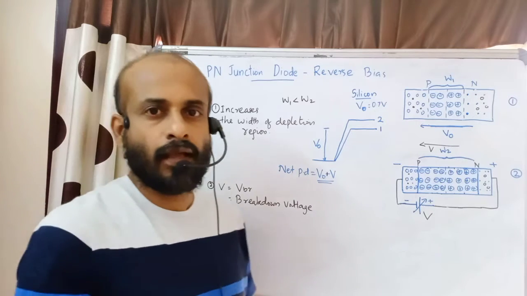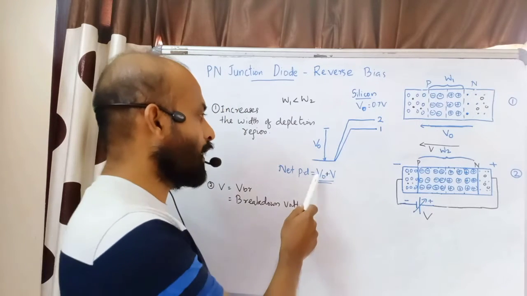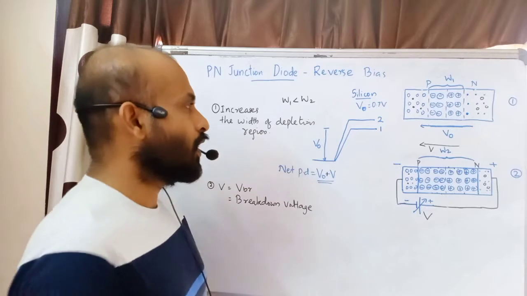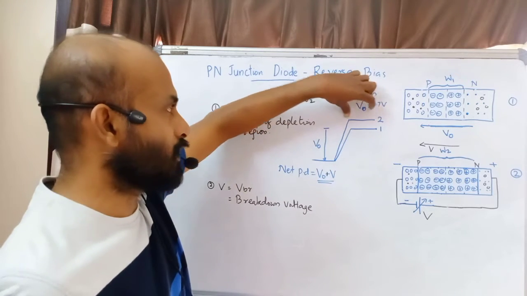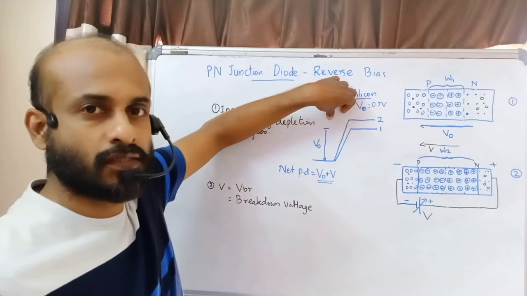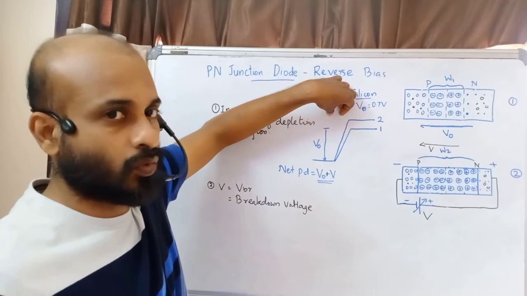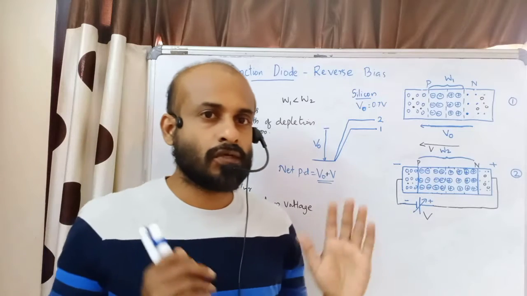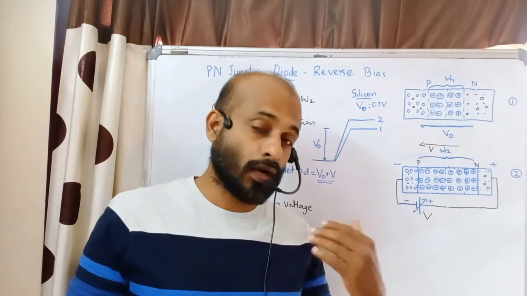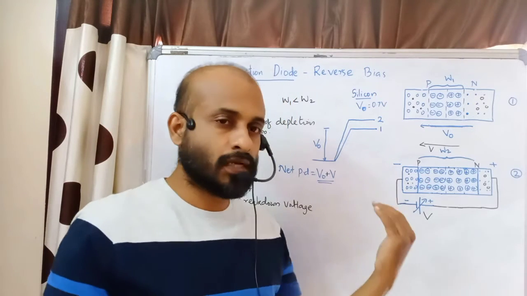V0 plus V will be the net potential. So what happens? The barrier potential goes on increasing. Now in the second situation, when we reverse bias, this will be the potential difference. It is beyond V0. It increases above V0. So barrier potential increases. No electrons are able to cross the junction.